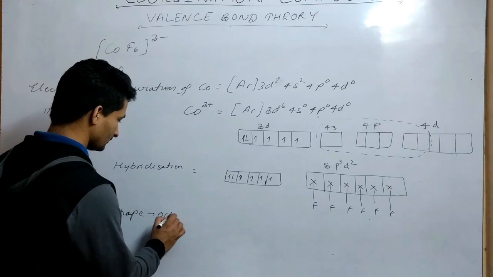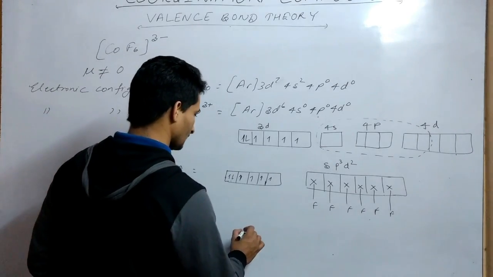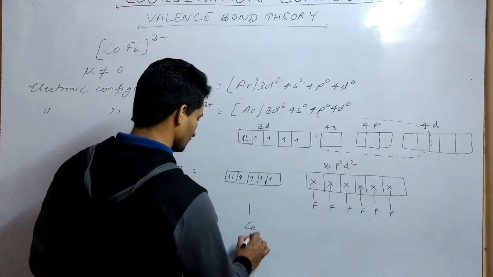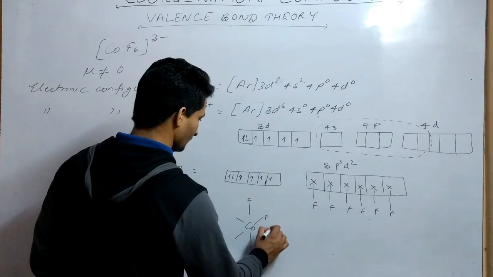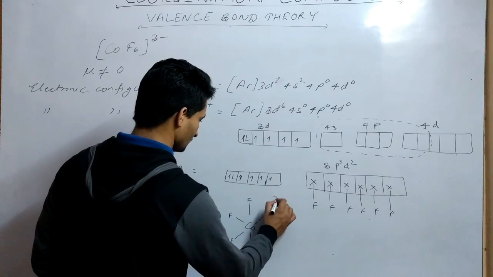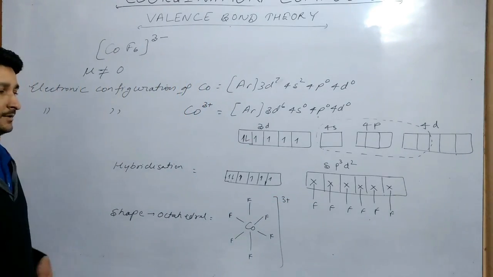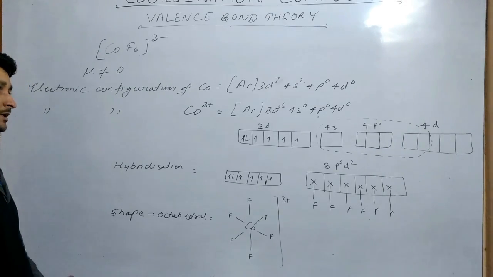becomes octahedral, that is Co, F, F. Fine. So in this way you have to represent the shape and hybridization.